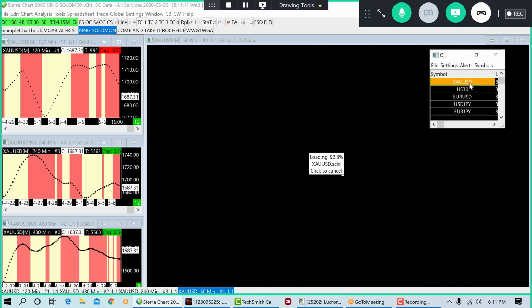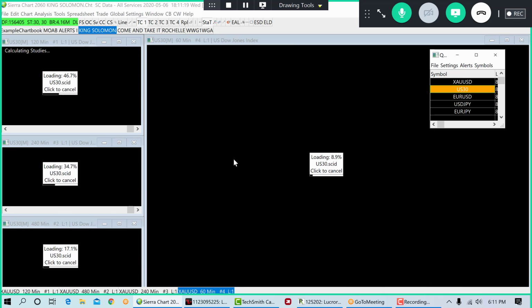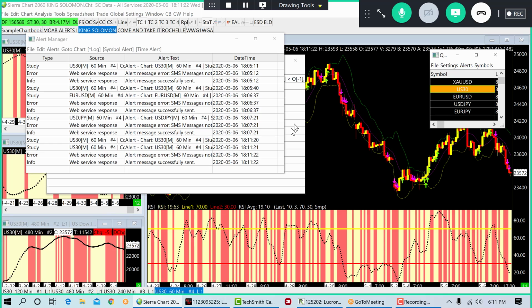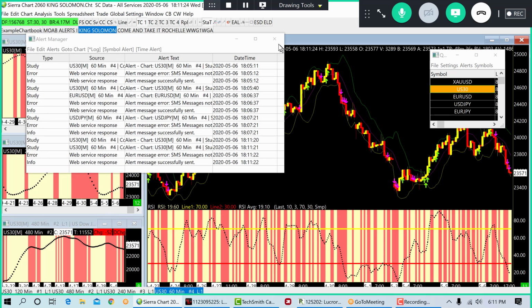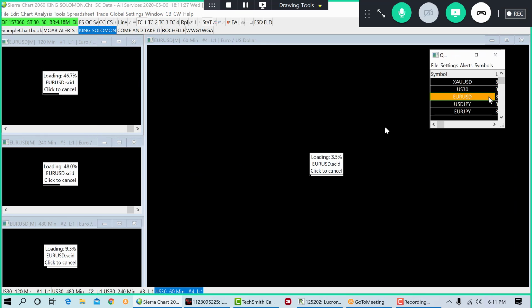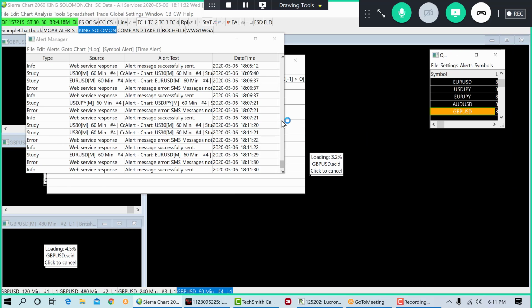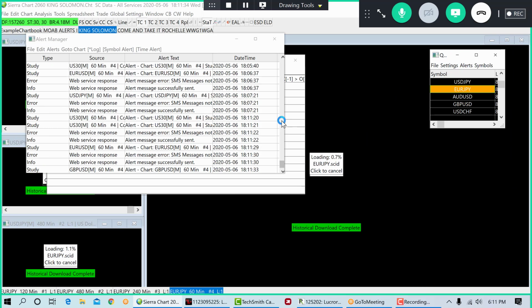You can't see my keyboard right now, but gold, XAU USD is highlighted, and all the screens are gold. So if I go to the down arrow, I can go to US 30, and everything changes in a heartbeat, just like that. And you can just keep on going and going, and it'll just go. You can go back up.